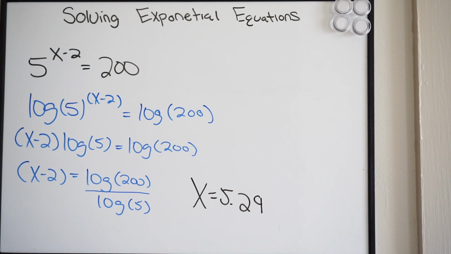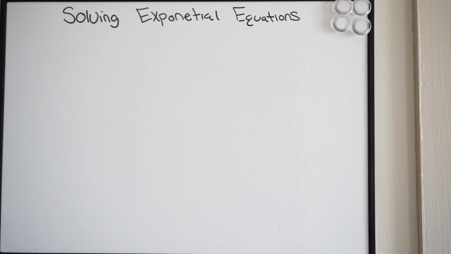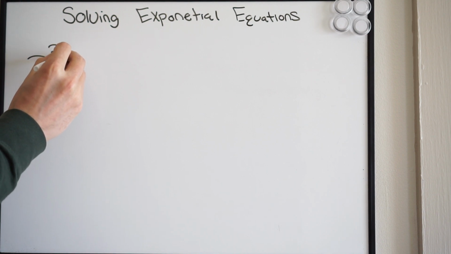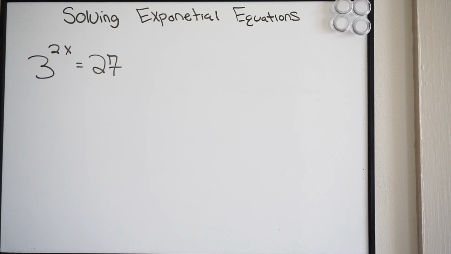Okay, let's try one more problem here. So let's erase this. And we have 3 to the 2x equal to 27. So again, we're dealing with an exponential equation. We want to try to get the same base on both sides. Well, in this case, we're lucky, we're fortunate. We can get the same base.